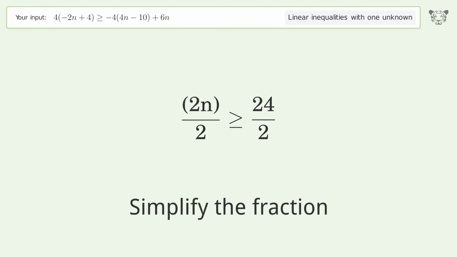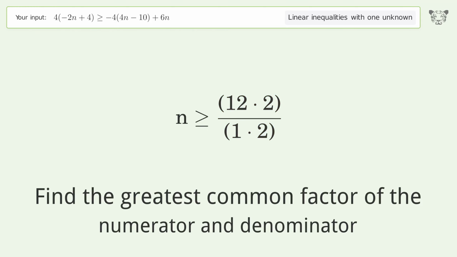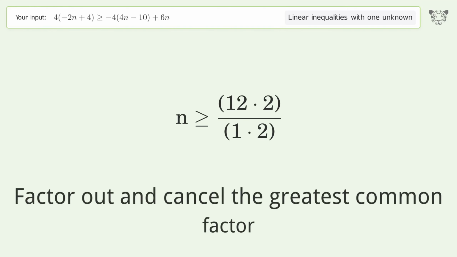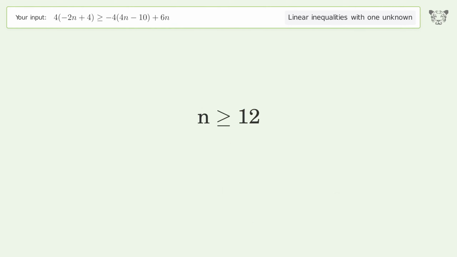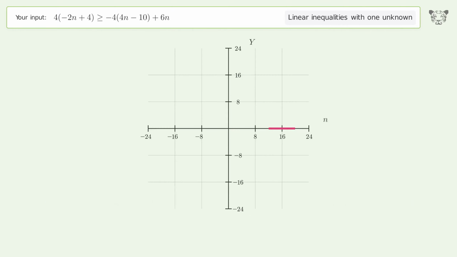Simplify the fraction. Find the greatest common factor of the numerator and denominator. Factor out and cancel the greatest common factor. Plot the solution on a coordinate grid. And so the final result is n equal or greater than 12.